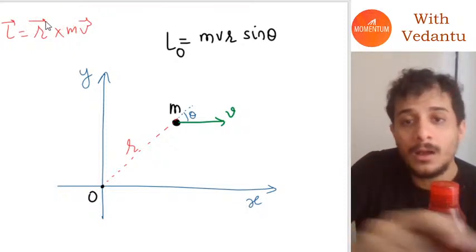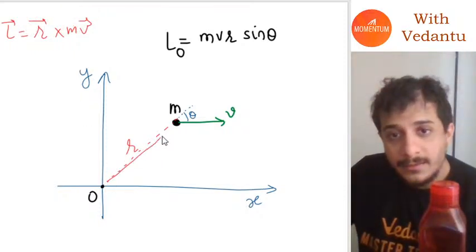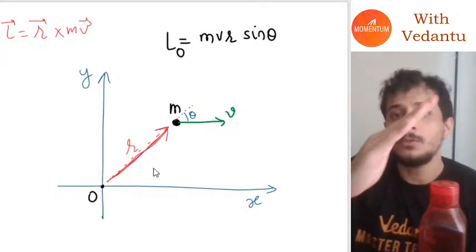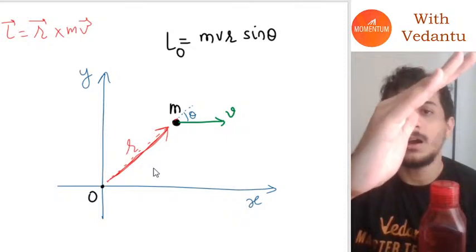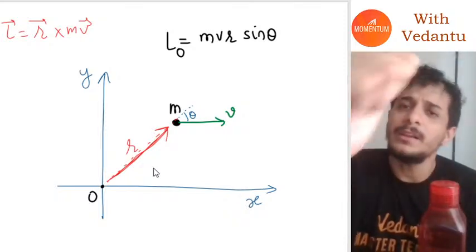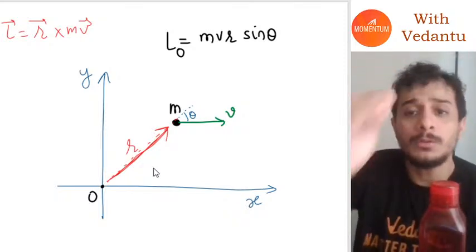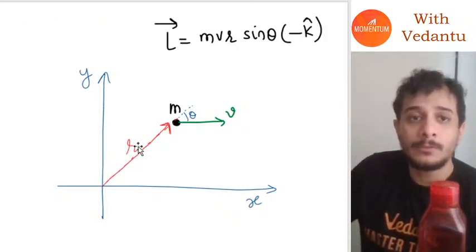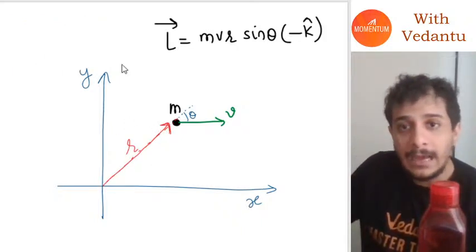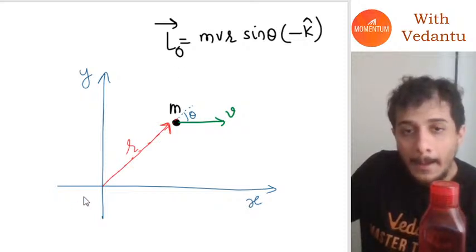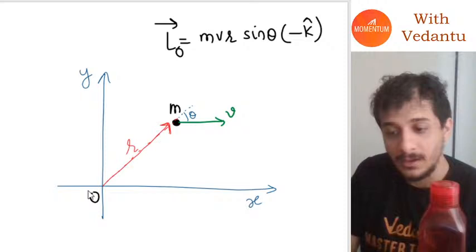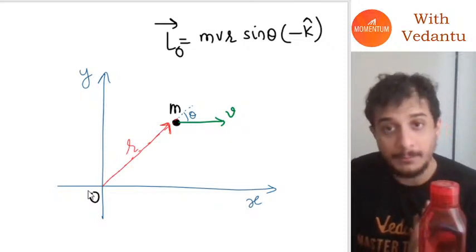What exactly is R in this case, guys? R is this way. So what will be R cross V? Where is your thumb pointing? It's pointing into the plane of the paper. So if you write it in vector terms, you have to write it as mvr sine theta in the minus k cap direction. I hope everybody understood.